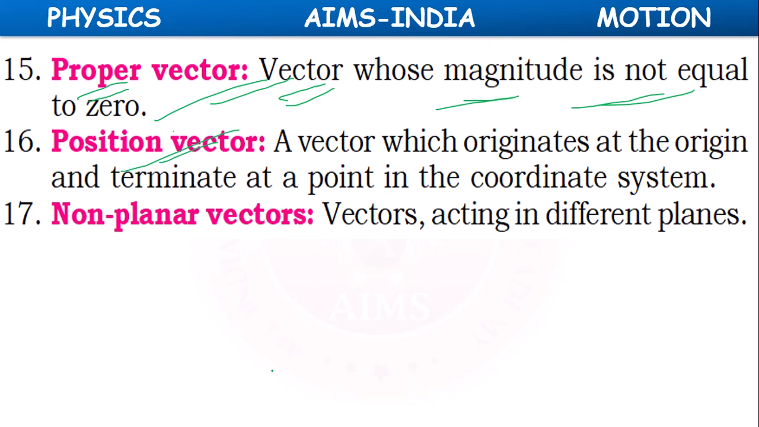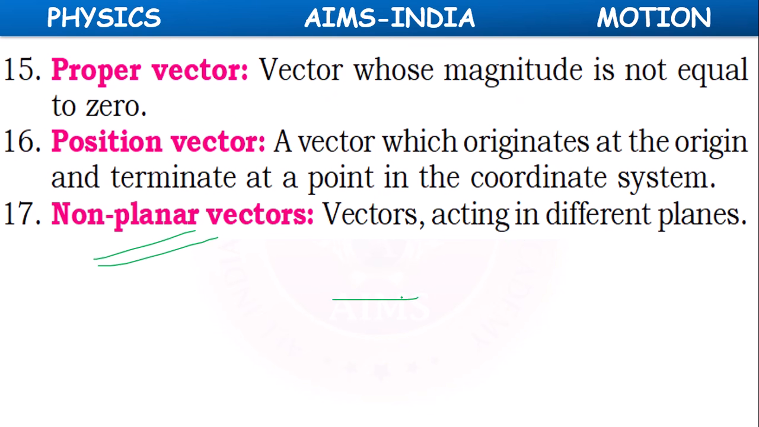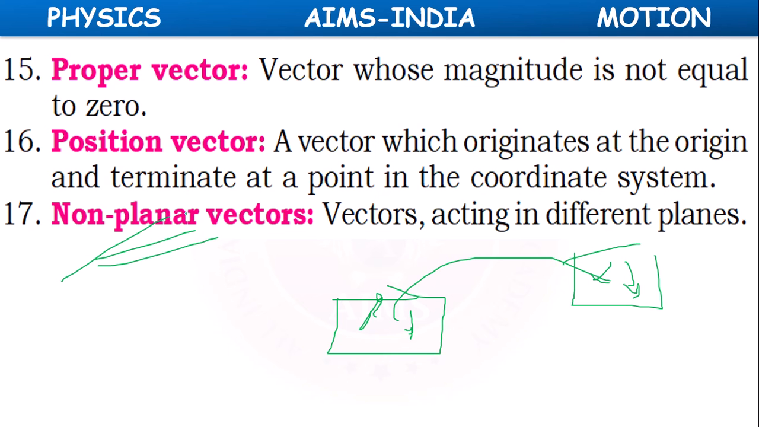Position vector means, in the coordinate axis, a vector which originates from the origin and terminates at some other point in the coordinate system, telling the position of that point. So that is called position vector. Non-planar vectors: if this is one plane and this is another plane, the vectors acting in this plane and the vectors acting in another plane are considered non-planar vectors, because they are acting in different planes.